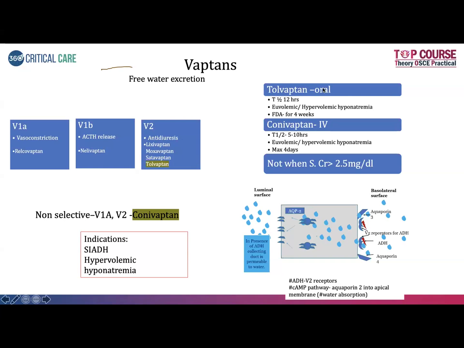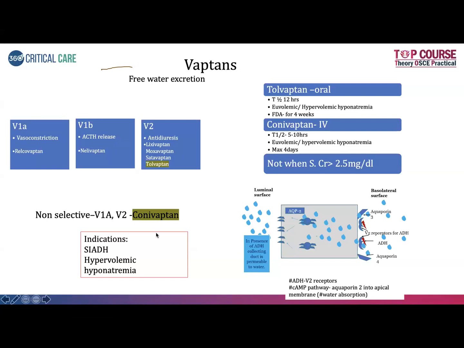So tolvaptan is usually oral route, whereas conivaptan is IV. So the half-life is 12 hours, can be used in euvolemic or hypervolemic hyponatremia. Conivaptan, euvolemic or hypervolemic, and it can be used for a maximum of only 4 days. And the contraindication is when the serum creatinine is more than 2.5, advised not to use it. When you're using tolvaptan, always make sure you monitor the liver function test.